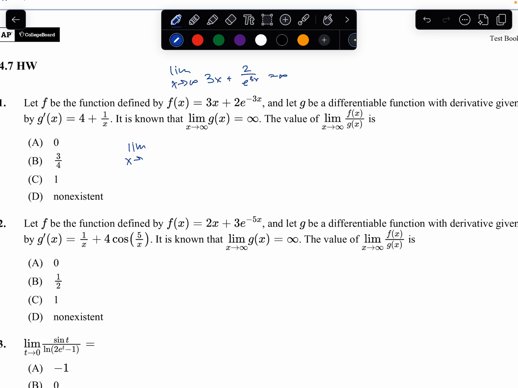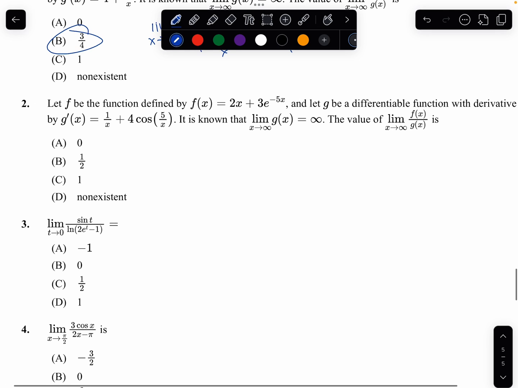So we get the limit as x approaches infinity of the derivative of f of x, which is 3 minus 6e to the negative 3x, over, and then we're given what g prime is. G prime is 4 plus 1 over x. Let's evaluate the limit here. At infinity, this will become 0 for the same reason that this becomes 0. So this is just going to become 3 over, and at infinity, this will become 0 for the same exact reasons, because the magnitude on the denominator is larger than the numerator. So at infinity, they'll become 0, so we get 3/4.